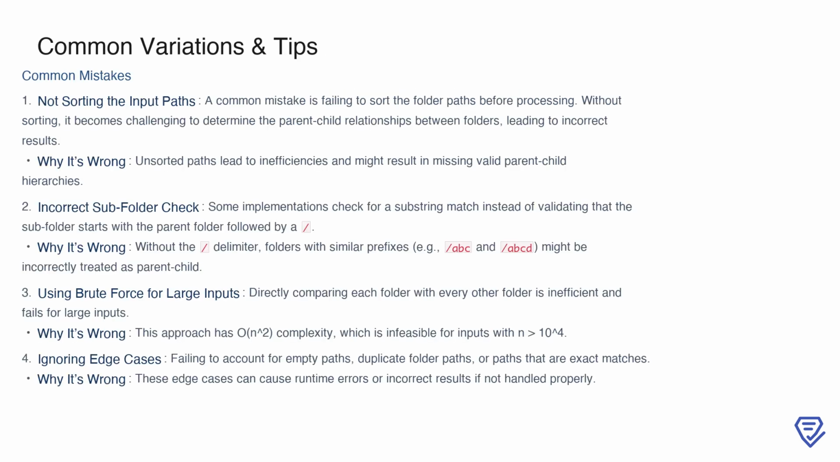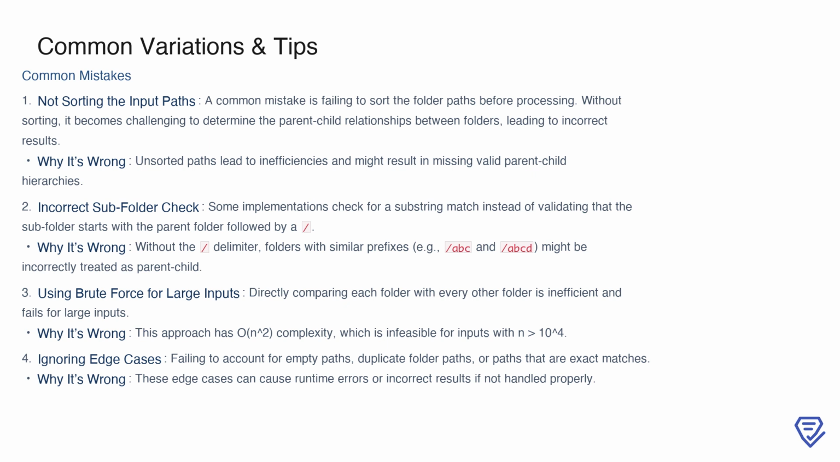When tackling this problem, there are several common mistakes to watch out for. First, not sorting the input folder paths can lead to significant issues. Sorting is essential because it organizes paths in a way that makes it clear which folders are parents and which are children. Without sorting, your algorithm might miss valid parent-child relationships, causing incorrect results or inefficiencies.